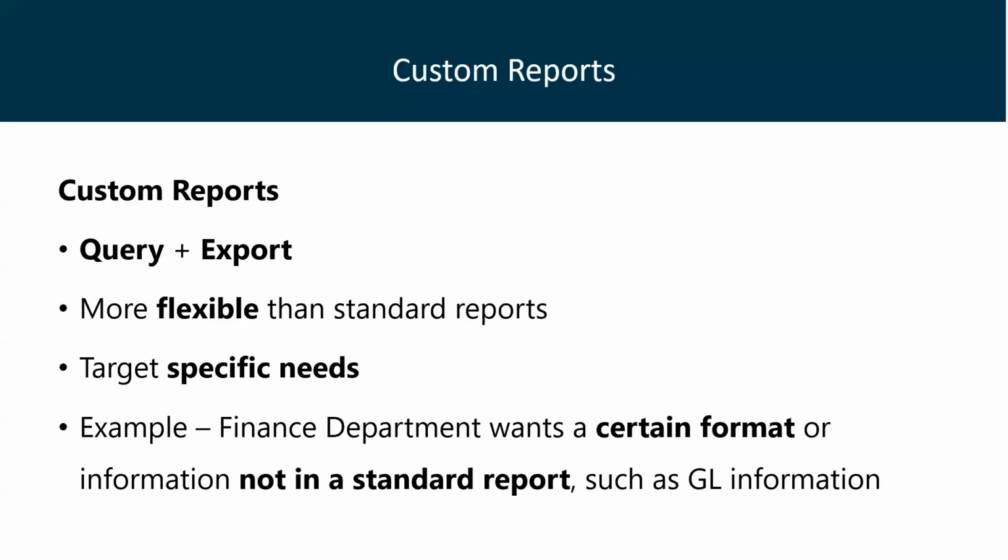Custom reports. So as I mentioned, if none of these have what you want, you can use a good old query and export and build out something in Word yourself, build out something in Excel, turn that into a PDF. You know what you need. So it's a lot more flexible and could get you to exactly where you need. Let's say that your finance department wants a certain format or some information that's not in any of those standard reports. Like GL information is not in a detail and summary. So you could build out a custom report to get them what they need. And we do have clients who use Excel to do exactly that.